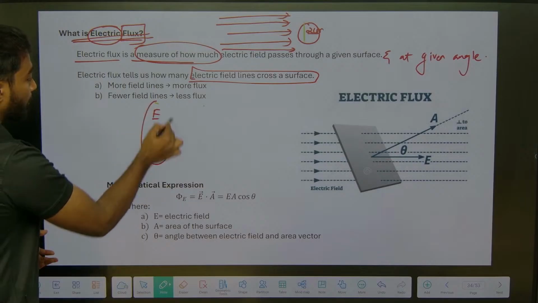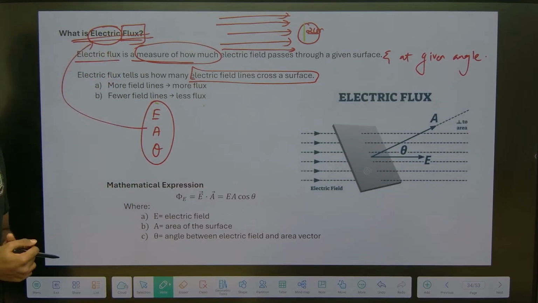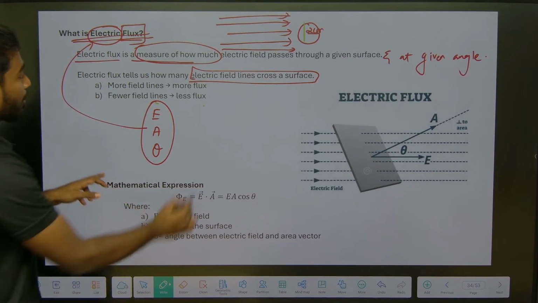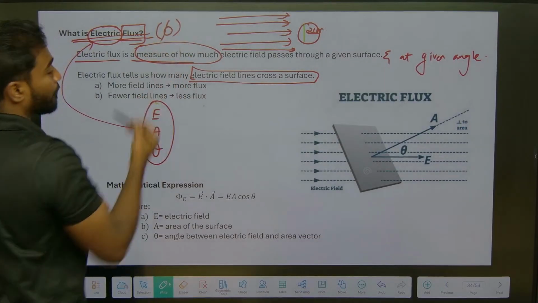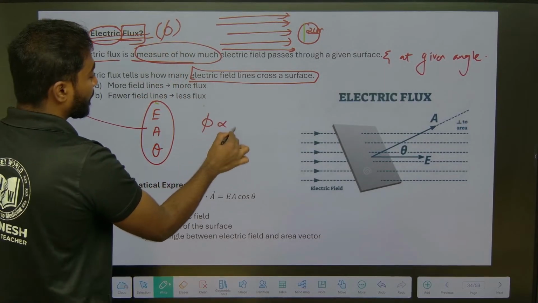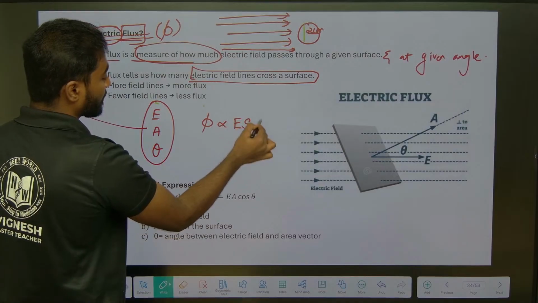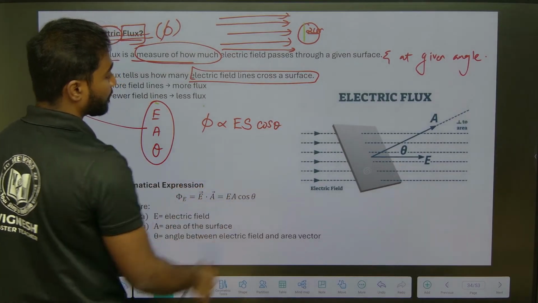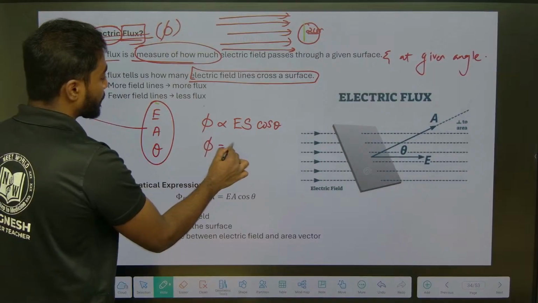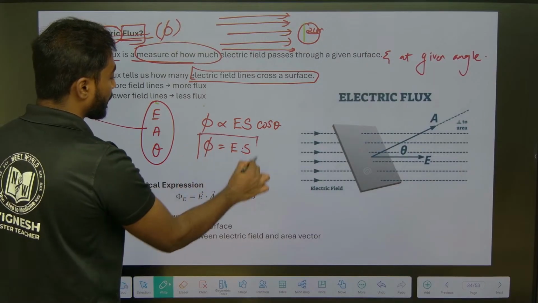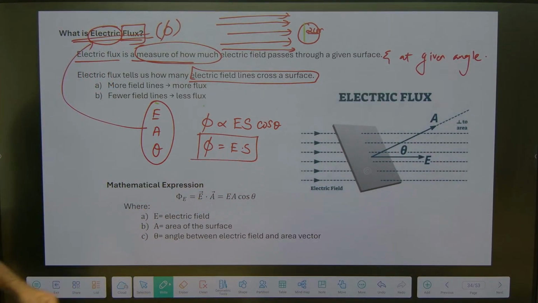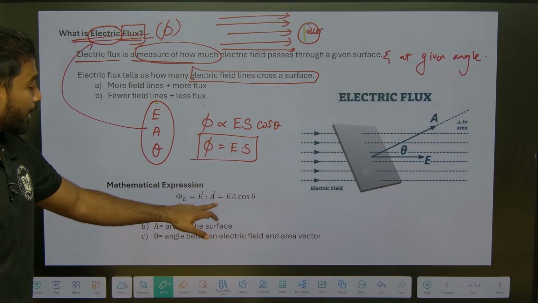These three are important from the flux point of view. So the formula will be, flux is denoted by the letter phi. Phi is directly proportional to E S cos theta. So I can say phi is equal to E dot S, or E dot A.